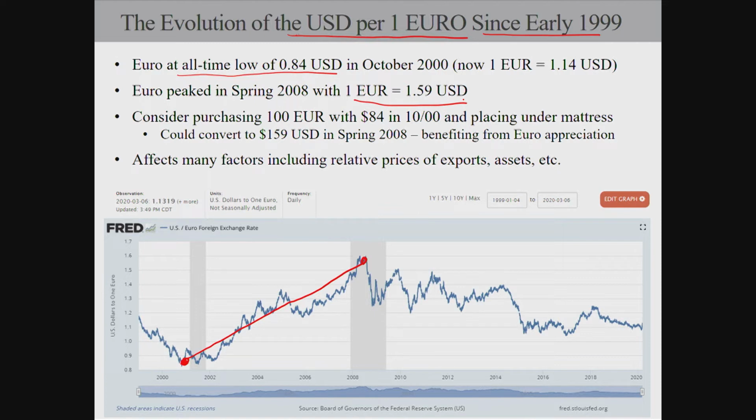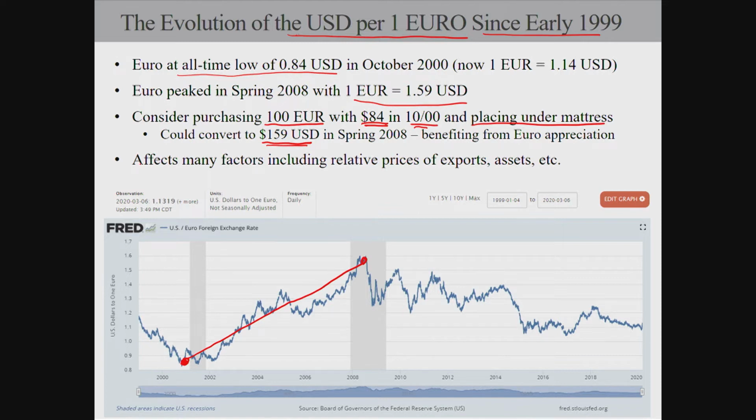So one way to think about this: if you're an investor from the US and you purchase, let's say, 100 euros, and you simply put it under your mattress, you didn't invest it in anything, and then 7.5 years later you took out those 100 euros, you could convert it back. You used $84 to buy those 100 euros in October of 2000. You could convert that 100 euros to $159. So you've benefited from the appreciation of the euro. And that's why an investor from the US, let's say investing in a European asset, would tend to benefit when the euro is appreciating that way.